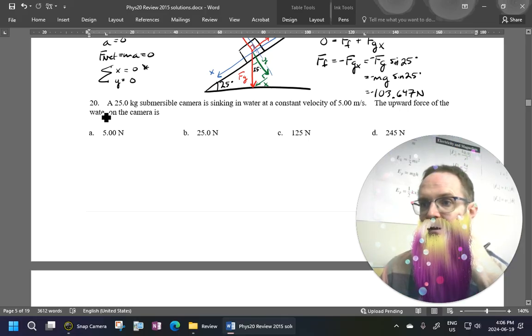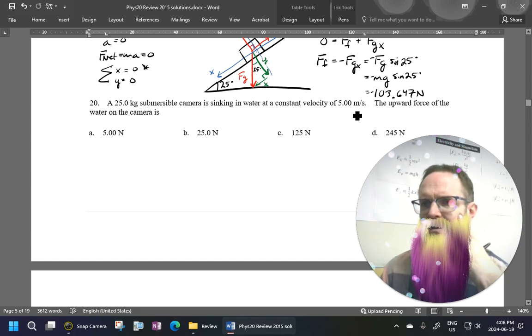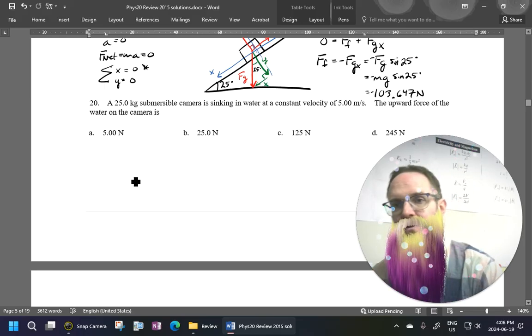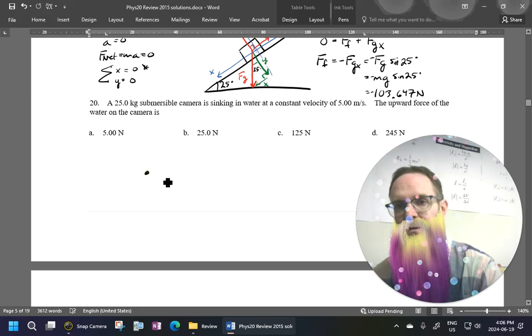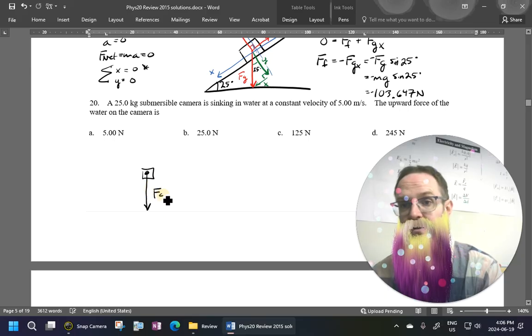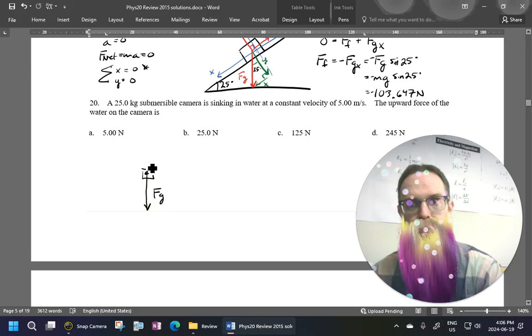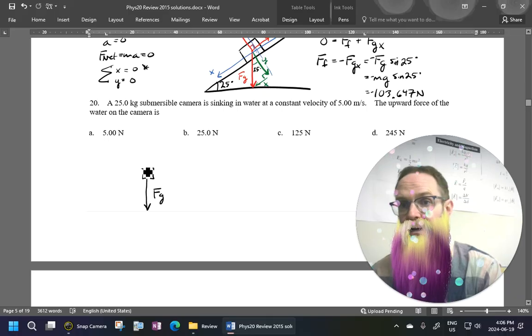All right? A submarine here, submersible camera, is sinking at a constant speed. What's the upward force on this? Okay, so it's moving down at a constant speed. So the upward force would be like the buoyancy force. So here's my camera. It's sinking downwards, a nice constant speed. But what's causing it to go down is gravity. Even if it's in water, there's gravity, right? Yeah.